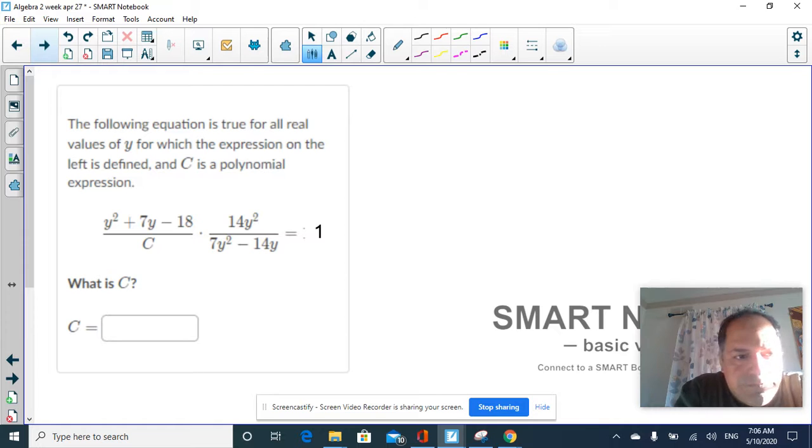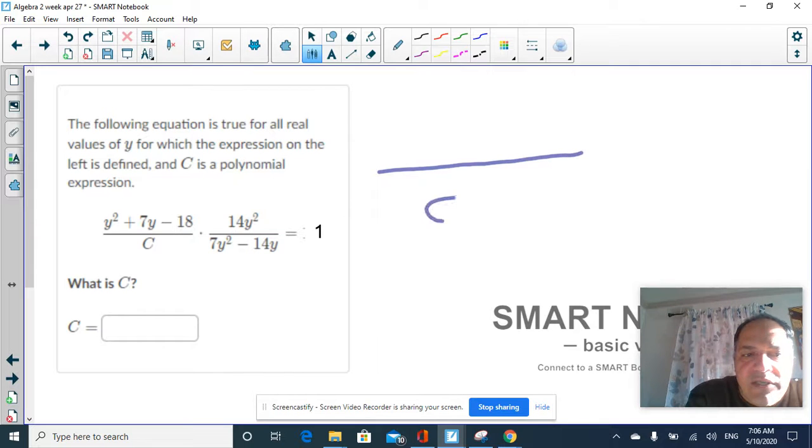The following equation is true for all real values of y for which the expression on the left is defined, and C is a polynomial expression. What's the value of C? So if you have this product equal to 1, what does it mean? It means C must equal what? Okay, let's simplify the others and then we will find C.